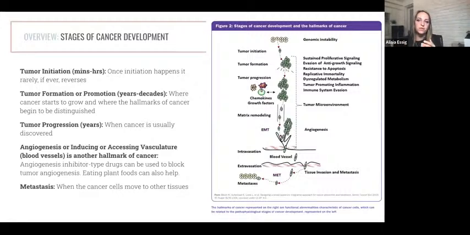Let's eat more plant foods to help prevent the tumors from getting the nutrients that they need in order to grow. And the metastasis is when cancer cells have moved to other tissues and it's just growing, right?